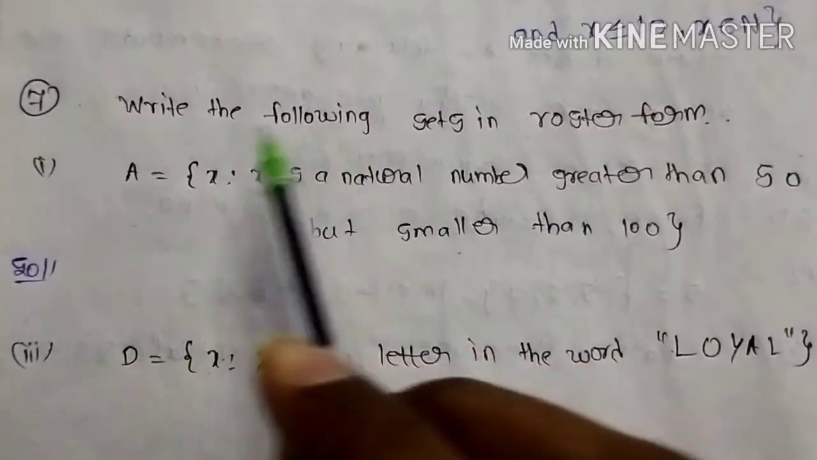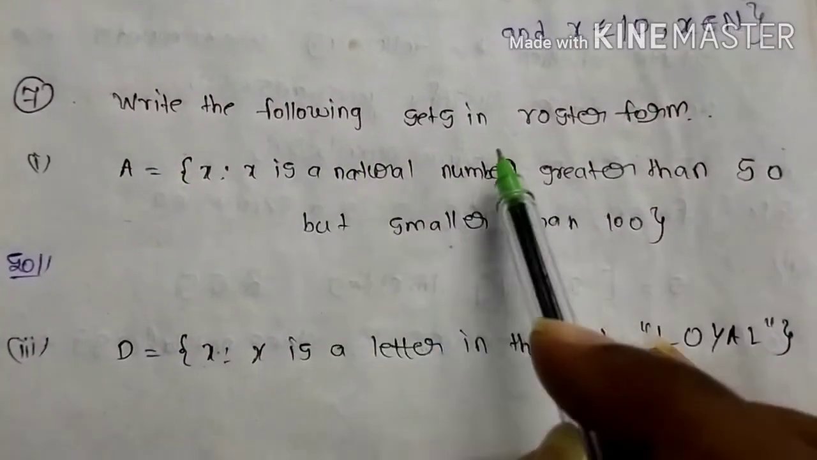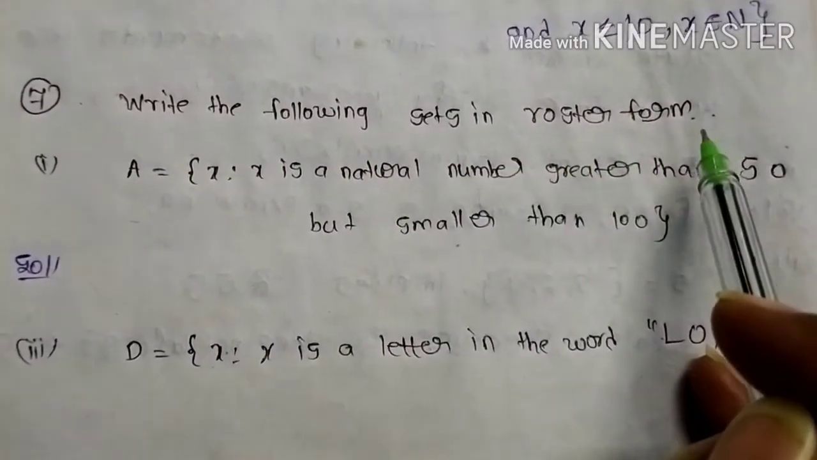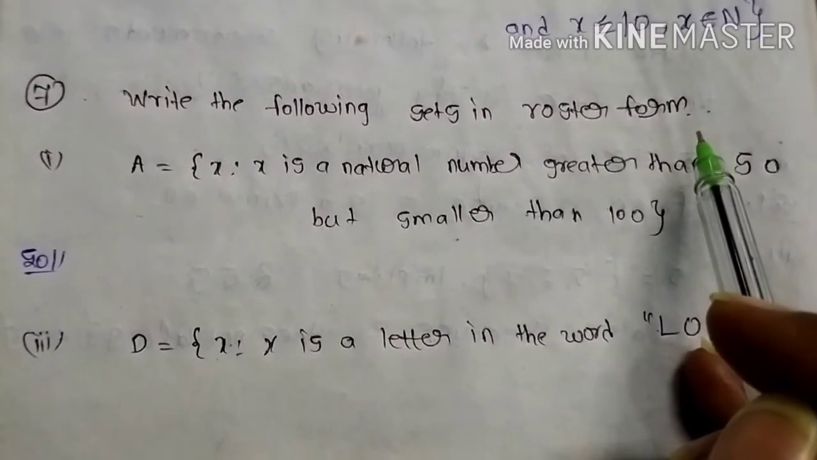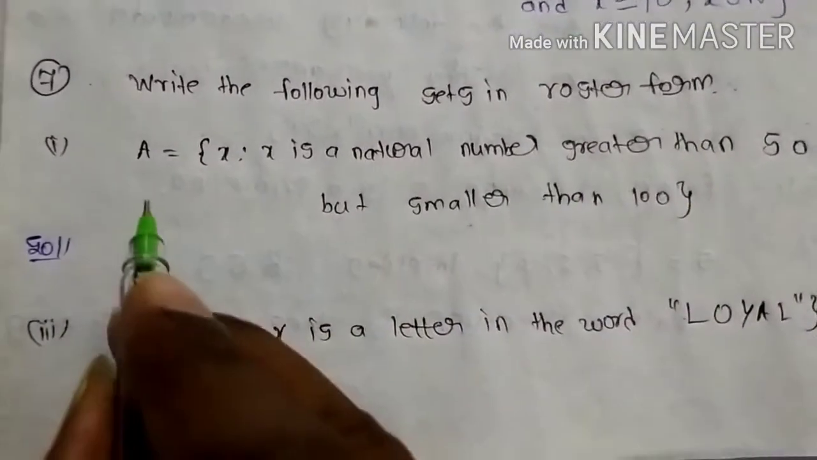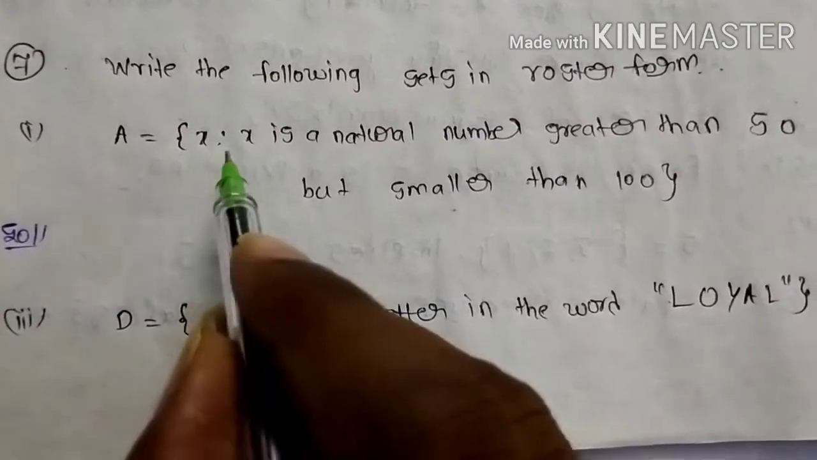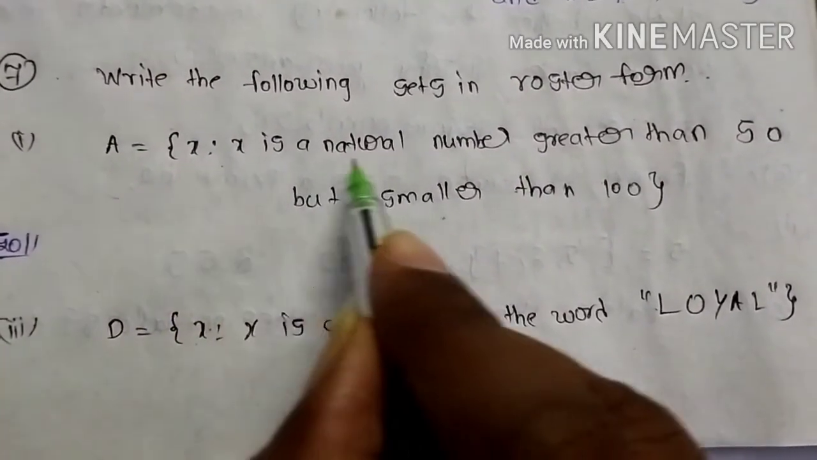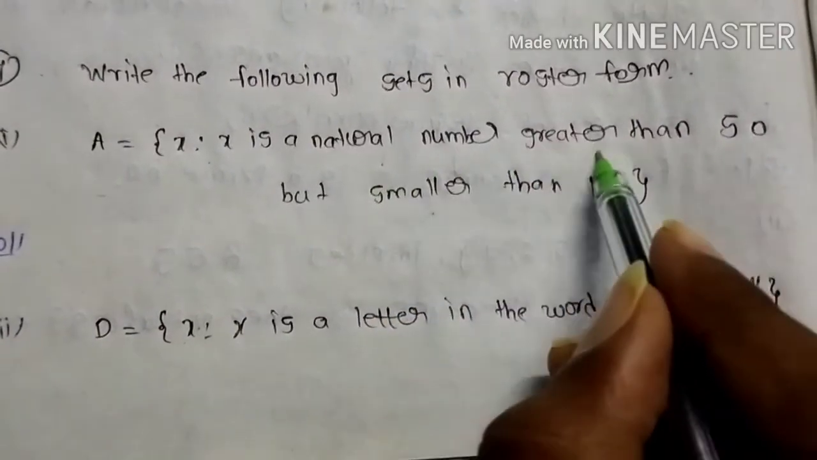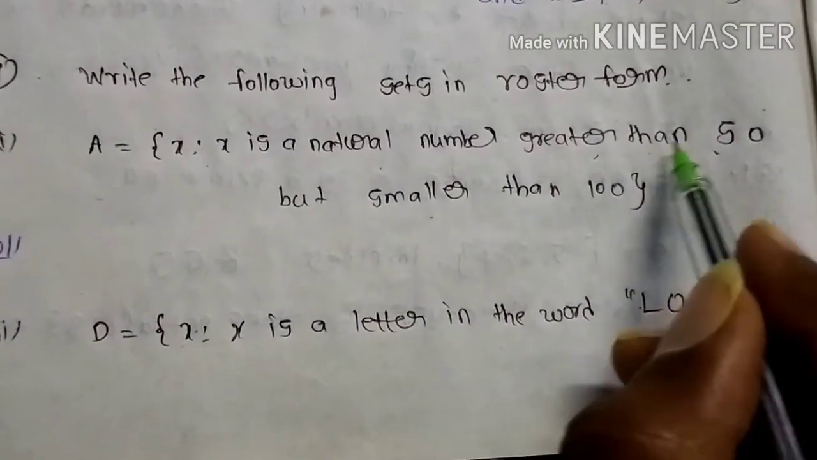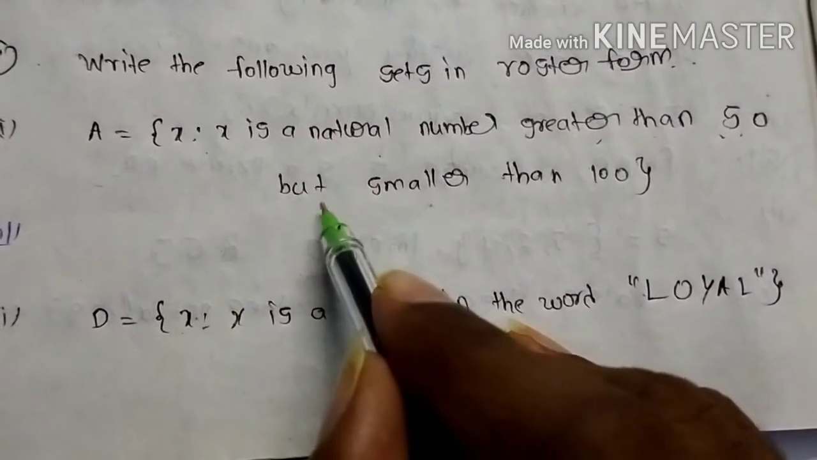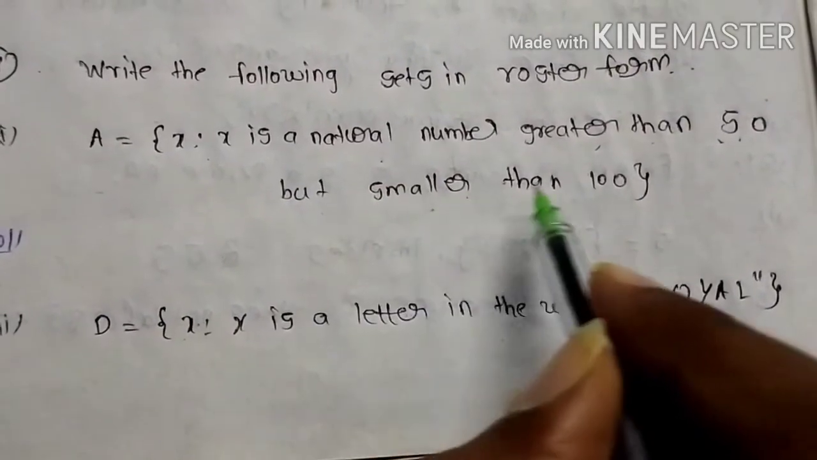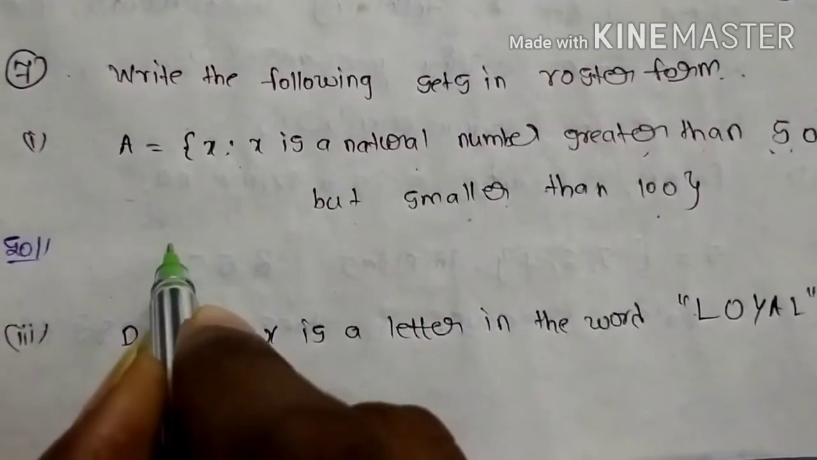Now you can see another question. 7th one. Write the following sets in roster form. You know that in roster form the elements are separated by commas within the braces. See here, it is your set A. The set of all x such that x is a natural number greater than 50, but smaller than 90. That means how can you represent?